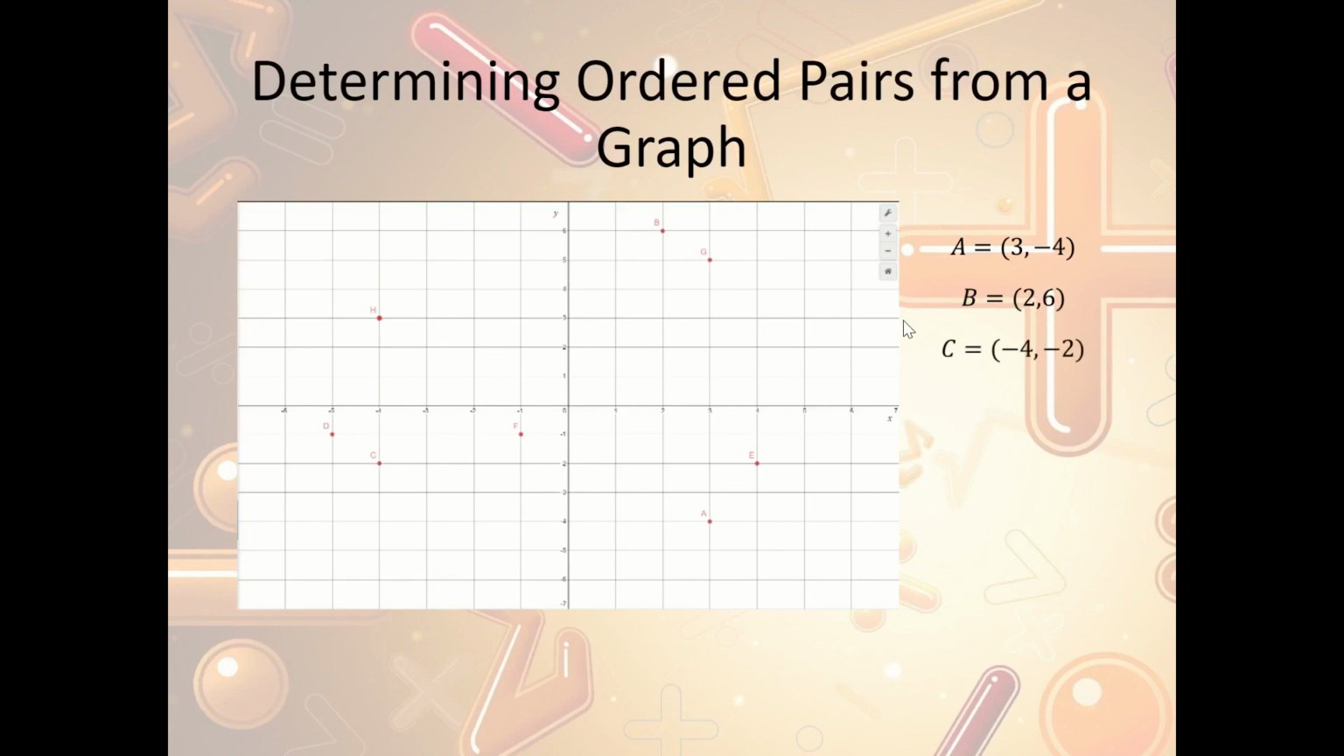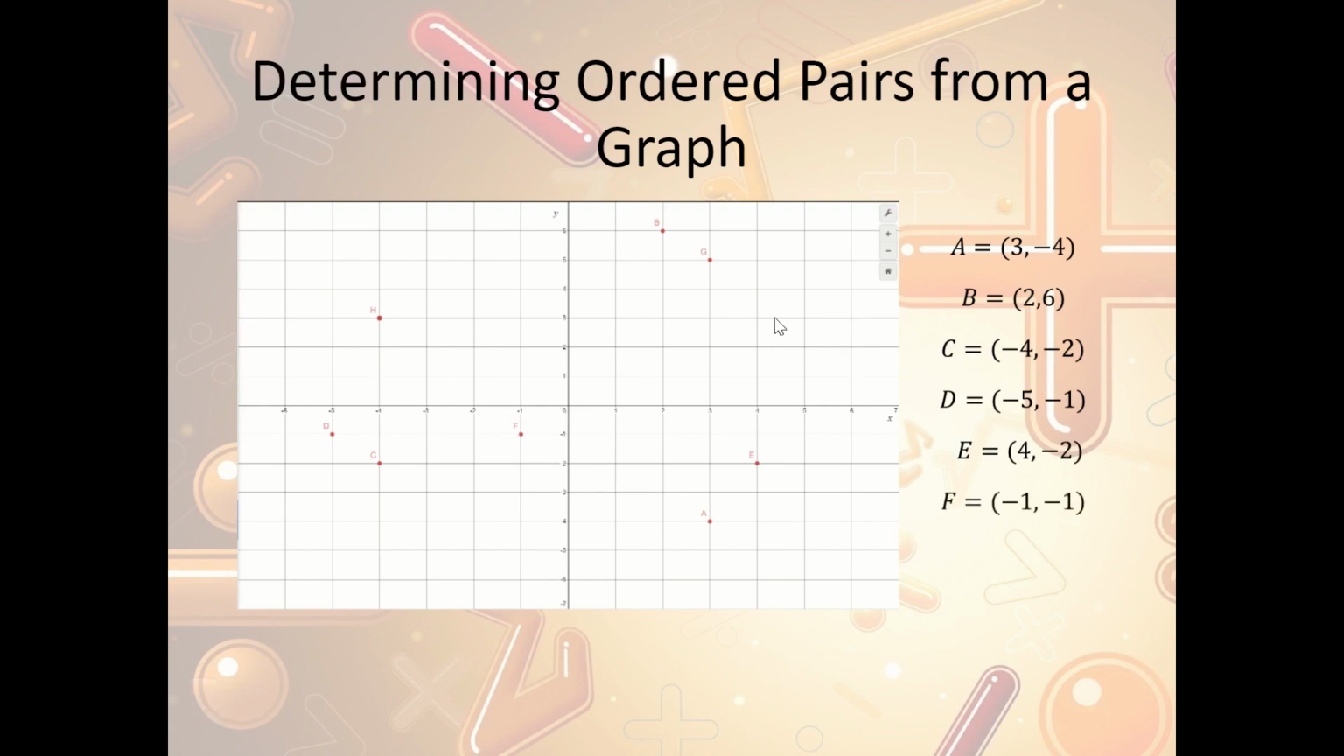Then I do D. D is right here, so that's negative 1, 2, 3, 4, 5, and negative 1. So (-5, -1). Then E. E is here, so that's 1, 2, 3, 4, and then negative 1, 2. So it would be (4, -2). Then F is here, so that's (-1, -1).